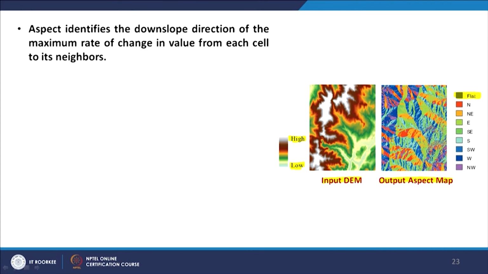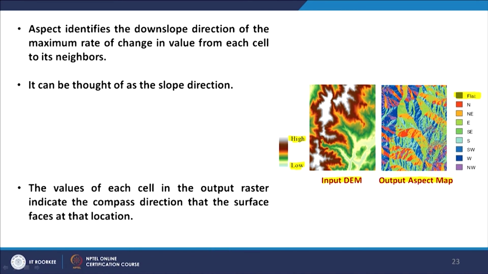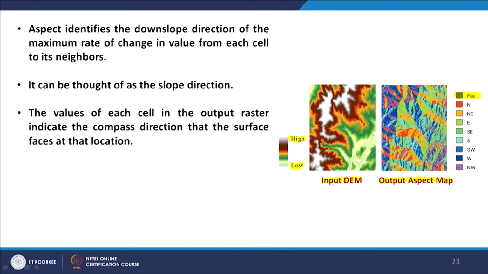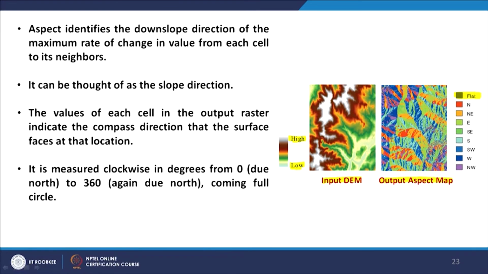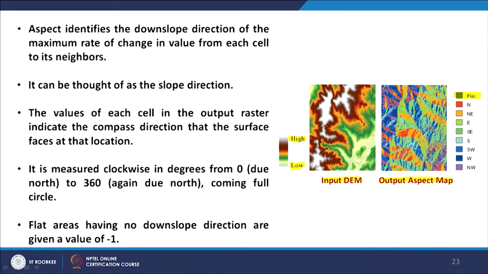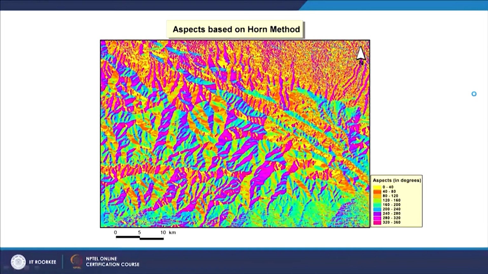So, aspect basically identifies the downslope direction of the maximum rate of change in value from each cell to its 8 neighbors, and it can be thought of as the direction of a sloping surface. Values for each cell in the output raster indicate the compass direction, measured clockwise in degrees from 0 to 360. Flat areas having no downslope direction are given a value of -1.